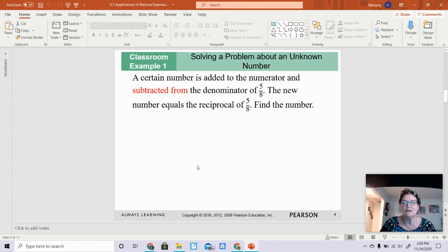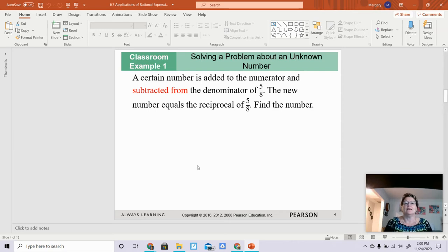It says a certain number is added to a numerator and subtracted from the denominator of 5/8. The new number equals the reciprocal of 5/8. Find the number. Well, first of all, a certain number is added to the numerator and subtracted from the denominator of 5/8.